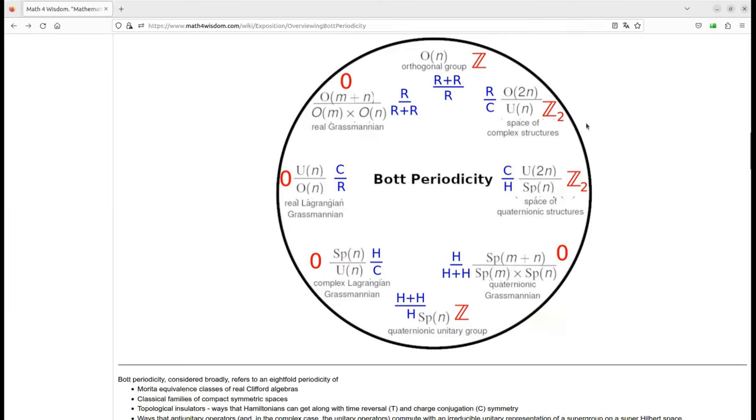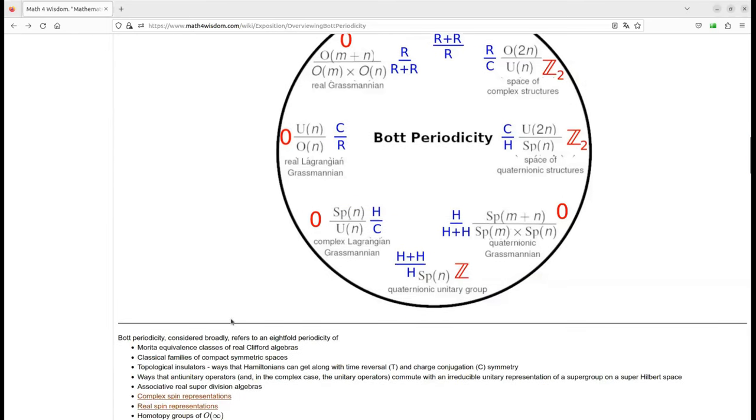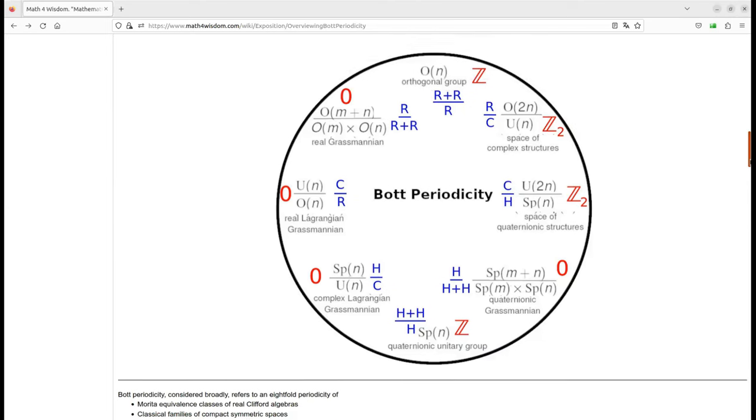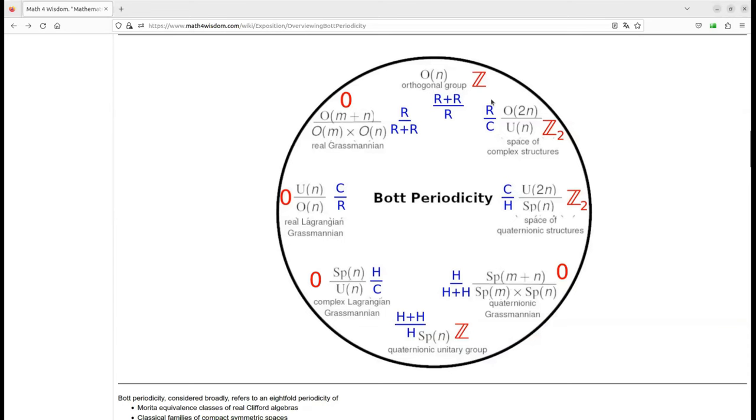So that's one clue. But there are other clues we'll be looking at, for example, in physics. First of all, there are symmetric spaces. It turns out that one way to think about these orthogonal things, like you saw the orthogonal group is involved, but there's a whole chain of these classical Lie groups and Lie families.